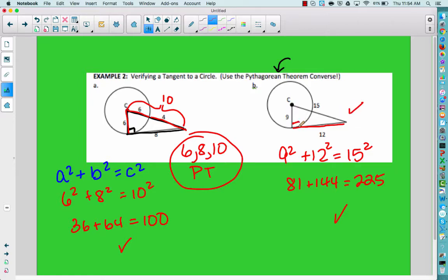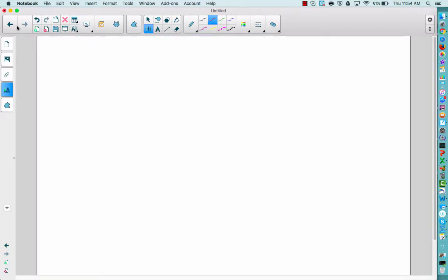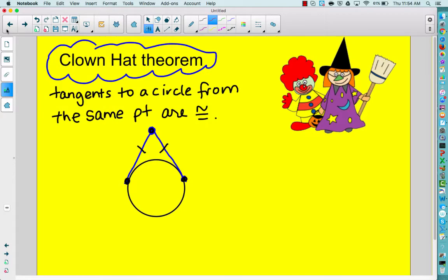So that means it is a right triangle, and that is a tangent line because they are perpendicular to each other. All right, the clown hat theorem. The clown hat theorem, you can see things totally in many different ways.